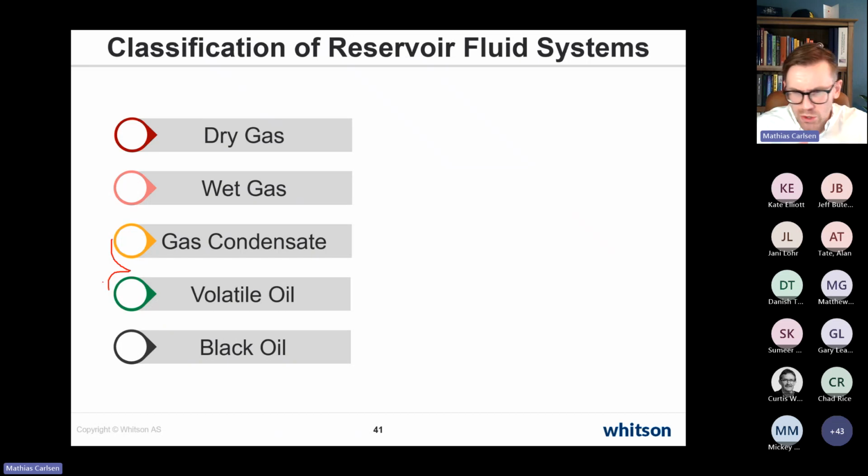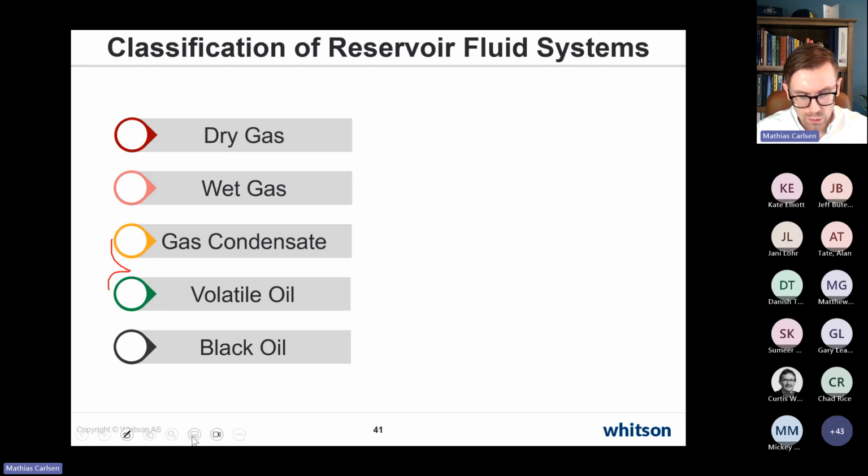Sometimes you're dealing with, like, you say it's a collection term for near critical fluids, or you say it's a near critical volatile oil or a near critical gas condensate. So we'll talk about that. But that's just an FYI that in between here, you might be dealing with something called near critical fluids.